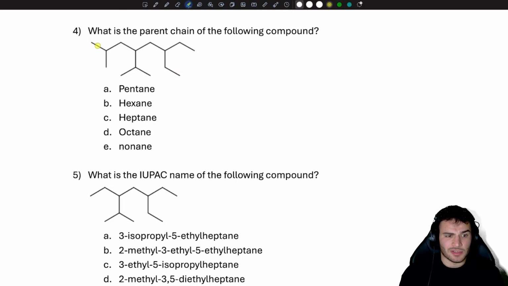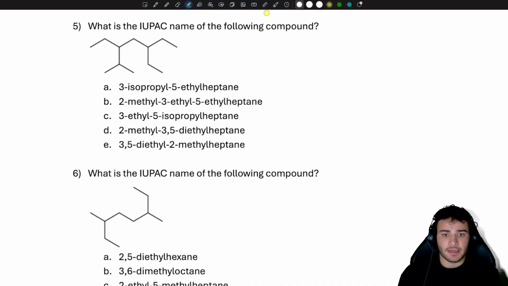Question 4 looks like almost a similar molecule. 1, 2, 3, 4, 5, 6. Okay. 1, 2, 3, 4, 5, 6, 7, 8. And going this way is going to end up being the same thing. And so our longest chain is going to be octane.